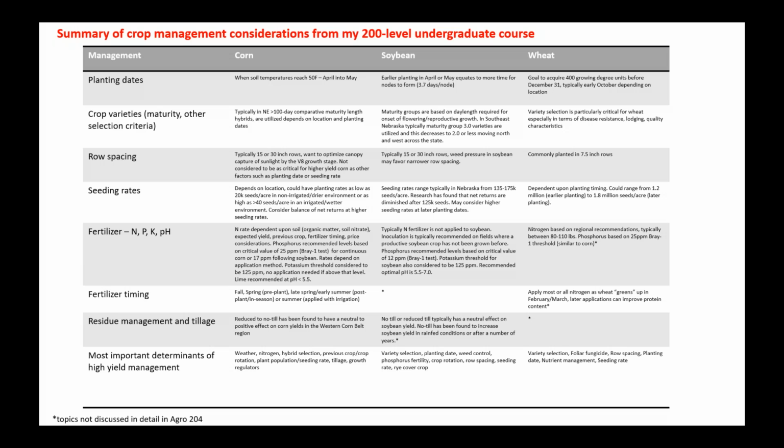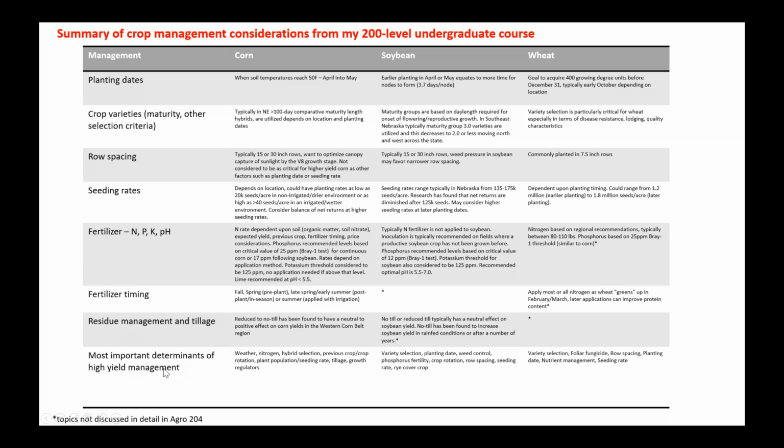So this is a summary table that I show to my undergraduates. In the spring, I teach a 200 level crop management course. It's taken by a lot of students across the College of Agriculture here at UNL. It's really an introduction to field crop management for the major field crops that we grow in Nebraska. That's why you see corn, soybean, and wheat here. So these are the sorts of things we talk about in the class. So we talk about nuts and bolts of crop management. So we talk about things like planting dates, variety selection, seeding rates, fertilizer management, etc.